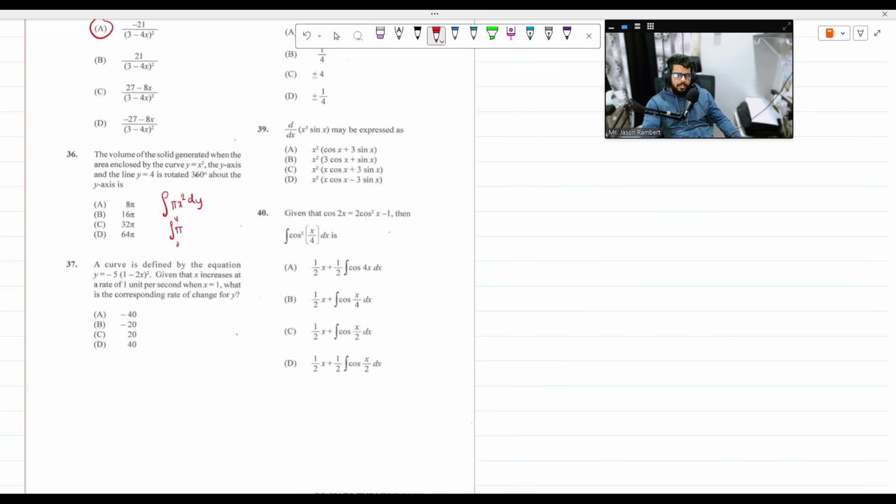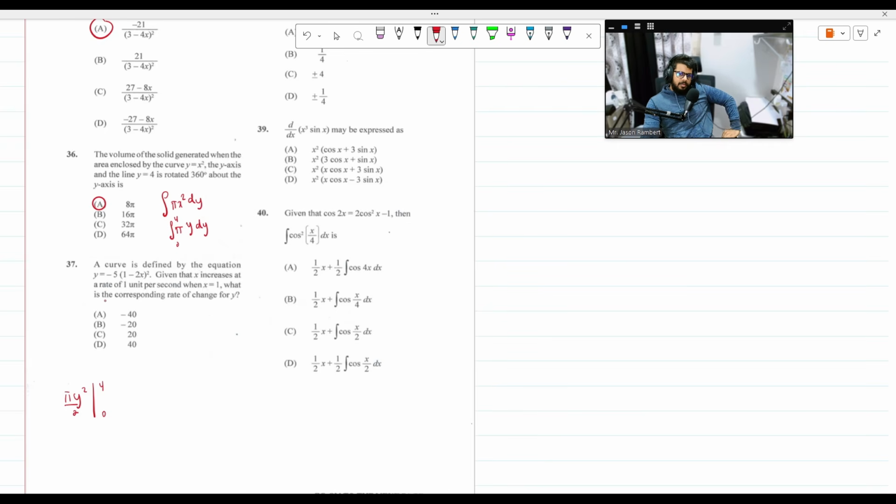So we're going to get pi x squared is y. So we're going to get, I'm doing the working downstairs here, pi y squared over 2 between 4 and 0. I just plug in the upper limit because when I plug in 0, I'm going to get 0. 16 over 2 is 8, so the answer is 8 pi.